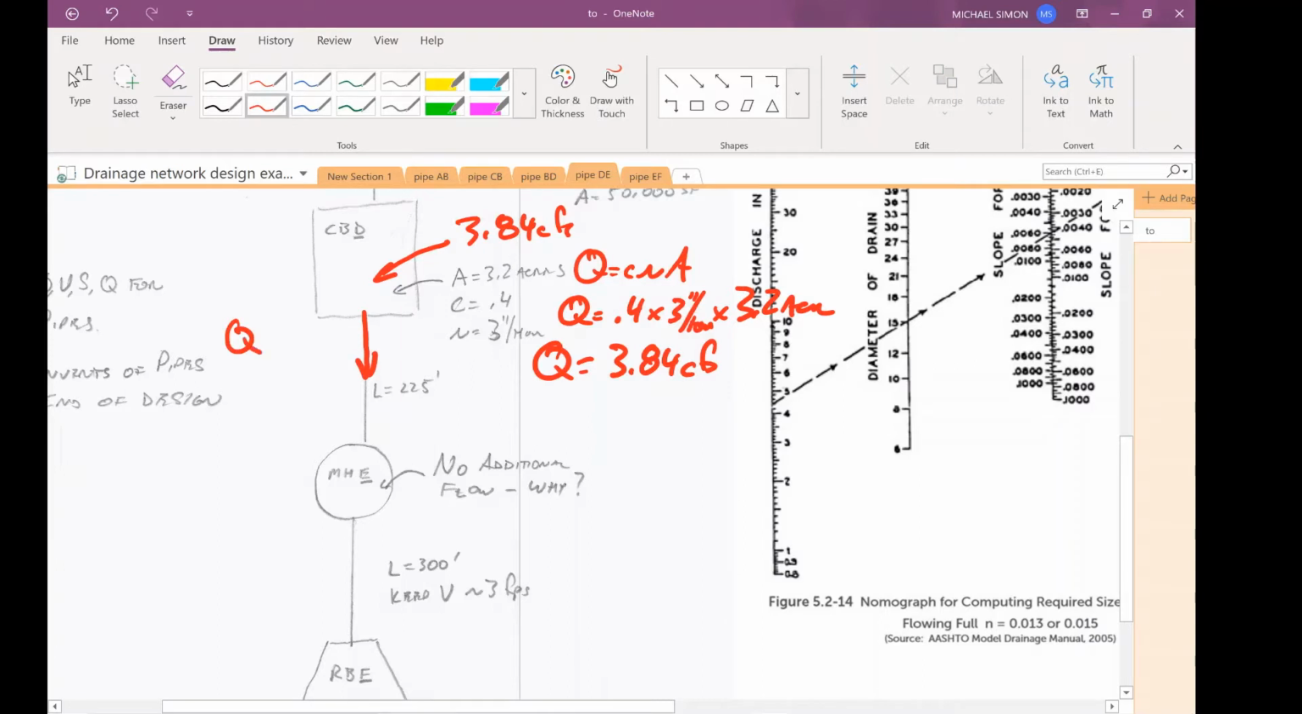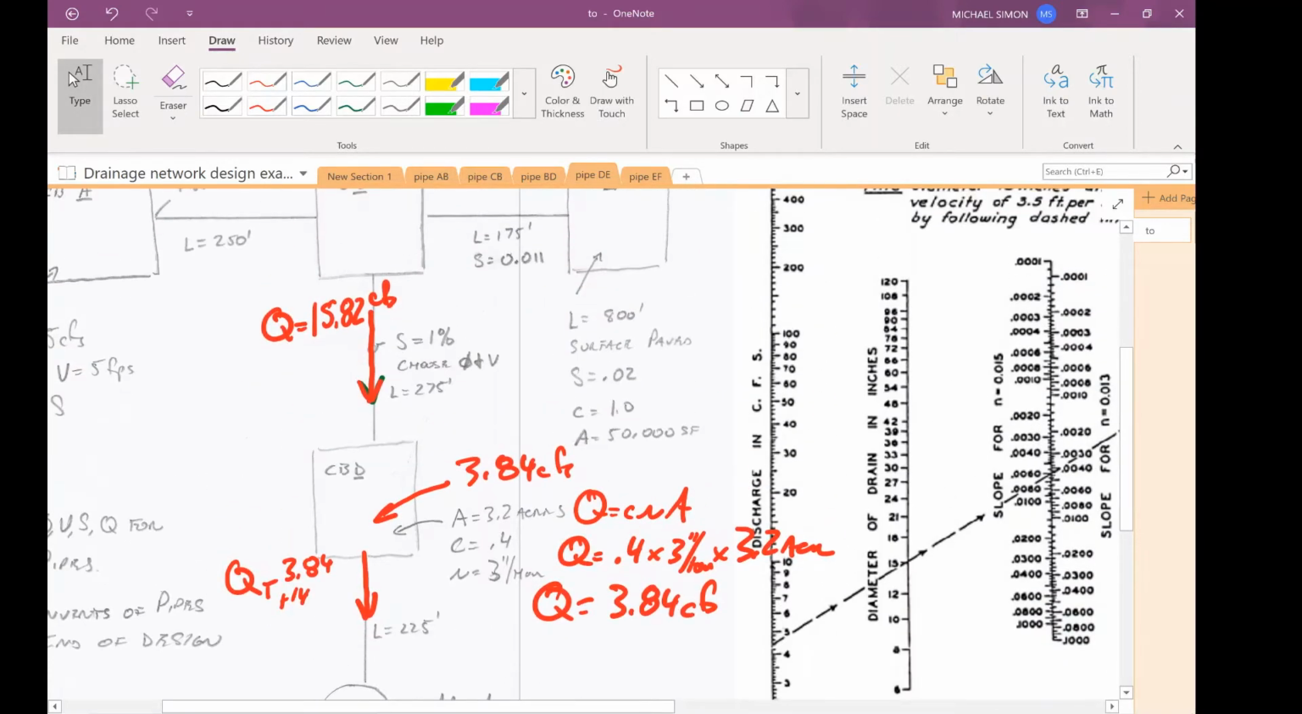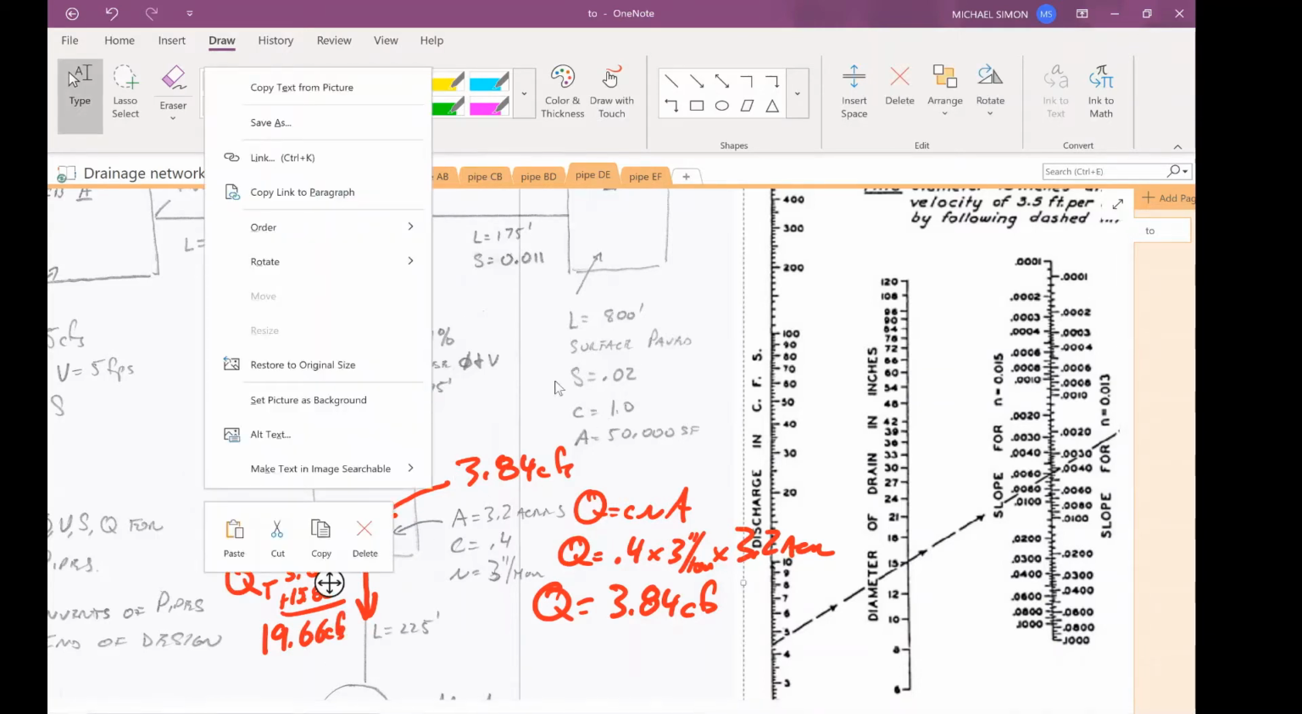we have a Q total of 3.84 plus 15.82. 19.66 CFS. Okay, get some good water flow through here.